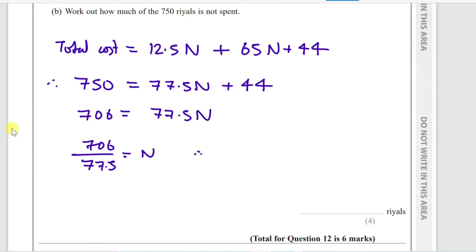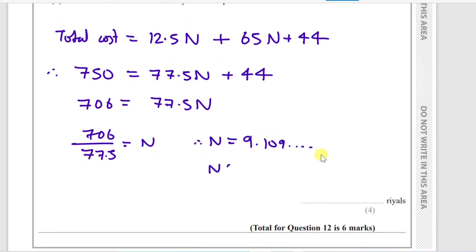This will give us a number of days of 9.109 and so on. What this means is that it takes basically 9 days and there's still something left over. Basically, they stayed for 9 days. Yeah, we could say approximately 9 days they spent. So all you have to do is put this 9 days back into the total cost formula. And that's it. You should get your answer. And it's worth 4 marks. Wow.